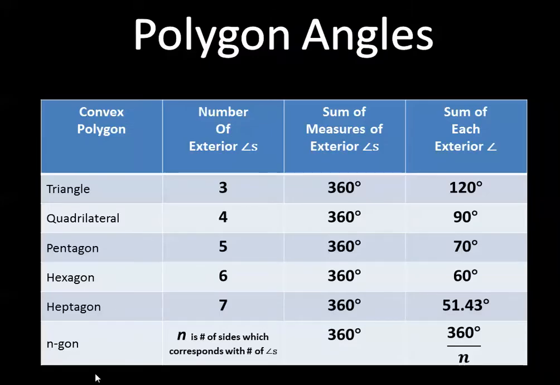Okay, so there's the full chart showing you what it looks like. And you'll notice the number of exterior angles always matches up with the number of sides. The sum of the measure is always 360, so I can always take the 360 divided by the number of sides to figure out what the measure of each exterior angle is.